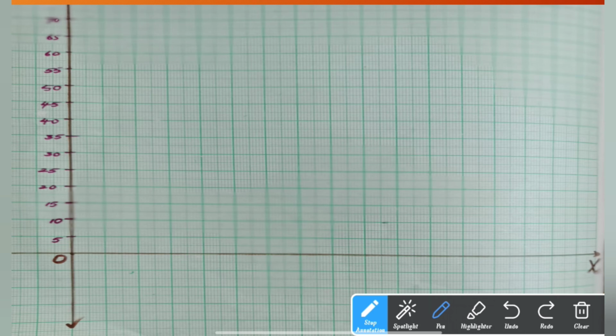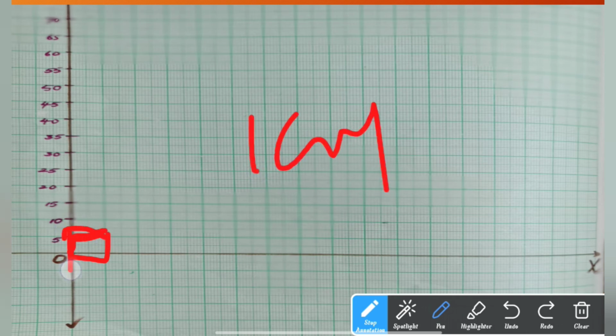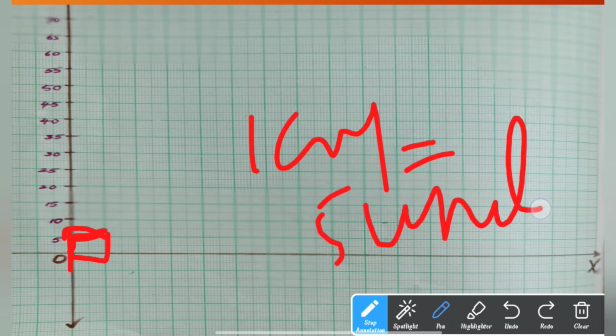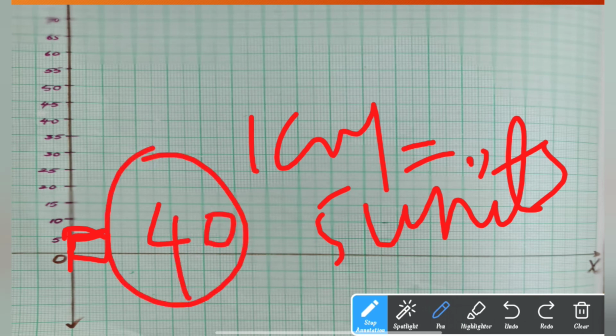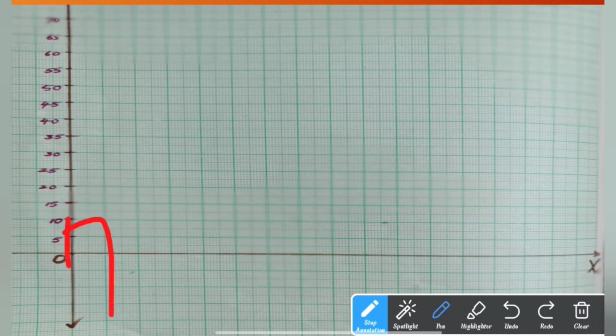So here on the y-axis, as we said in the beginning, one box is 1 centimeter. Here I am taking 1 centimeter as 5 units, as it is not possible to represent 40 numbers if I take 1, 2, 3 counting. So I am taking 1 centimeter as 5 units, 2 centimeters as 10 units, 3 centimeters as 15 units.